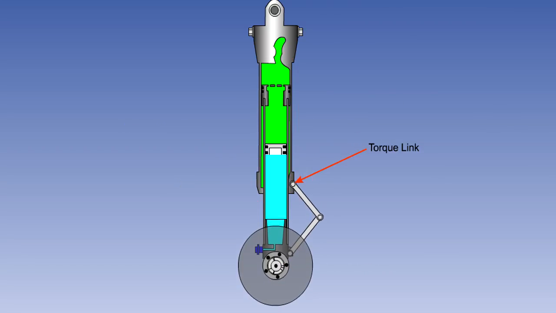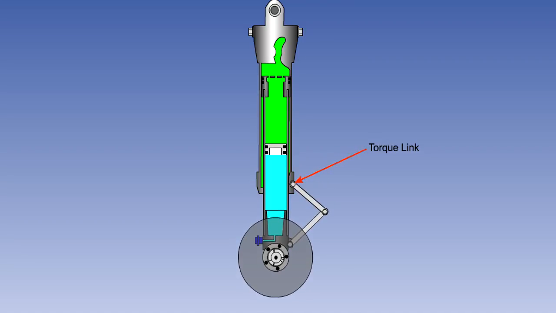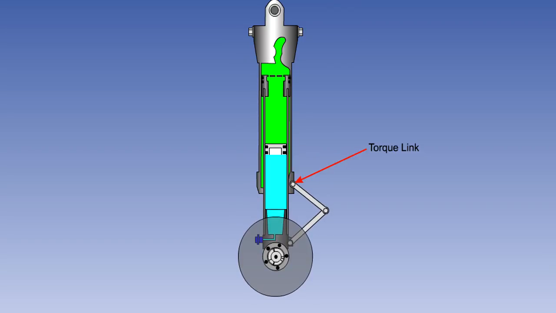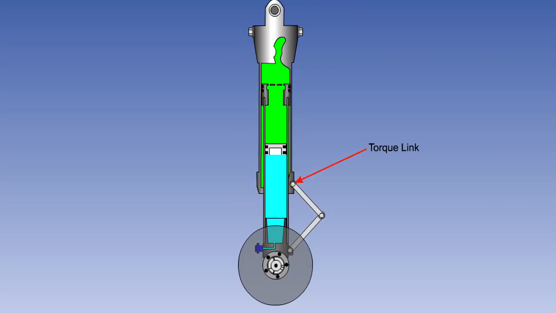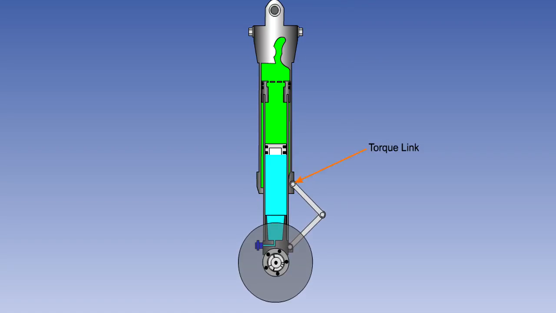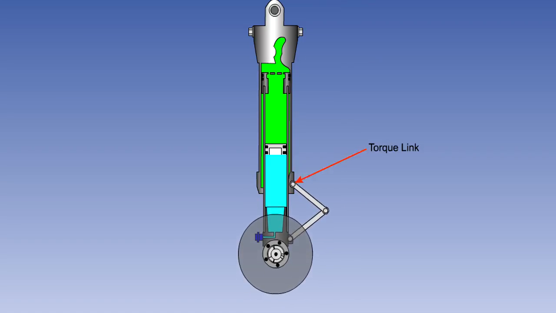The inner cylinder is free to rotate and move up and down within the outer cylinder. However, rotary movement is prevented and up and down movement is limited by the torque links, which connect the inner and outer cylinders together. These links are sometimes also known as torsion or scissor links.